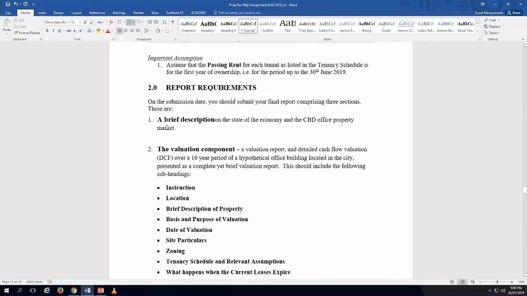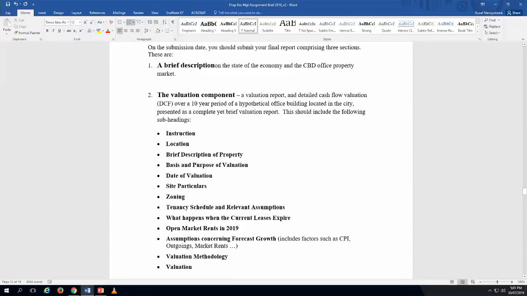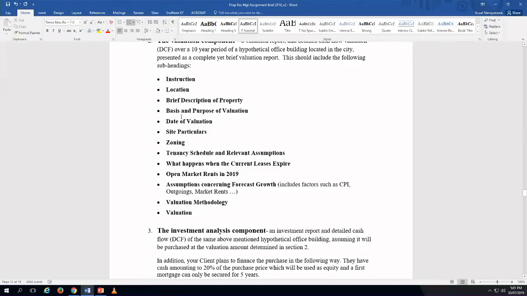One, a brief description of the state of the economy and the CBD office property market, simply the market analysis. The second one is the valuation component: a valuation report and detailed cash flow valuation over a 10-year period. Make sure you include these: instruction, location, brief description, basis and purpose of valuation. These are important parts of the valuation report.